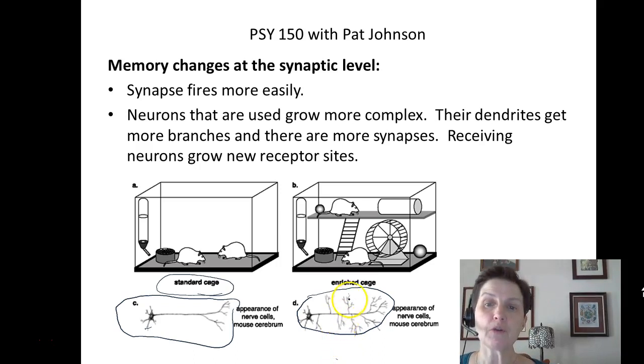Neurons that are used grow more complex. I just said that. They not only fire more easily, they're growing more complex. And by this we mean their dendrites get more branches and there are more synapses. Receiving neurons grow new receptor sites. So learning and memory causes all sorts of good things to happen in your brain. Always be a lifelong learner.